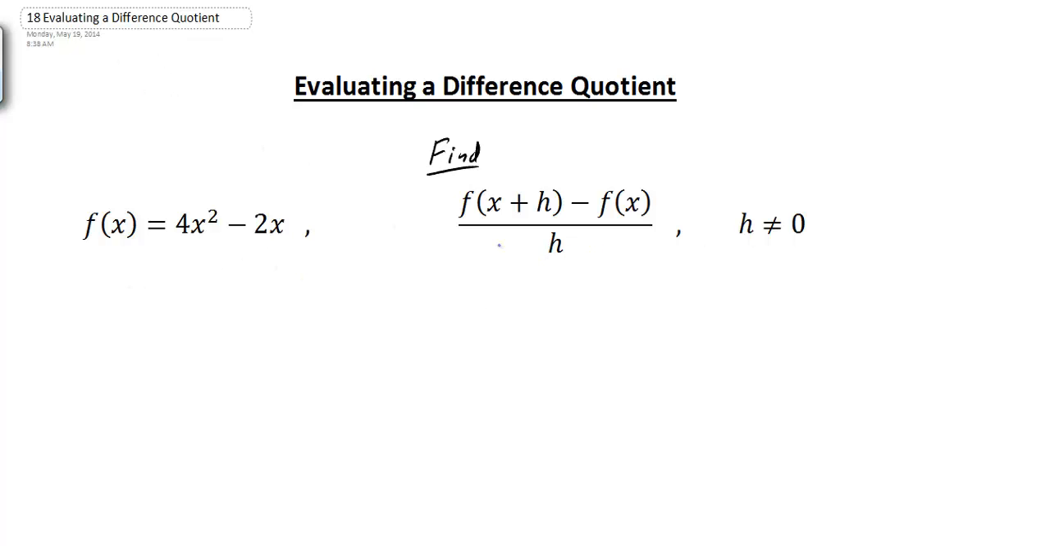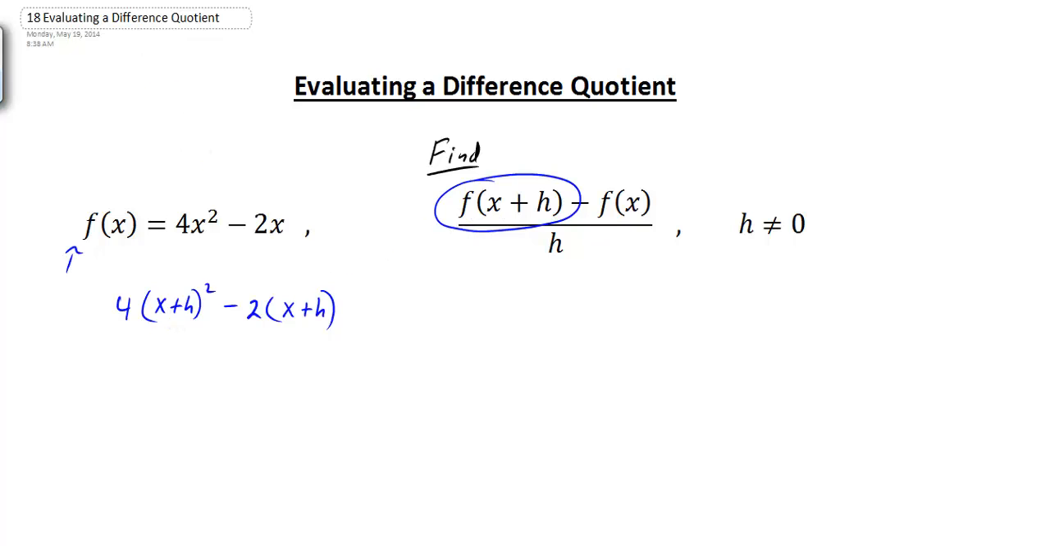So if we start out, we want to find f of x plus h. So that means, again, this tells us to go to function f. So here's function f, and then everywhere there's an x, we're going to substitute in x plus h. So we would end up with 4 times x plus h squared, minus 2 times x plus h. So there's the first part. That is your f of x plus h.